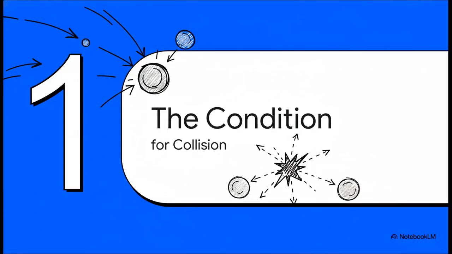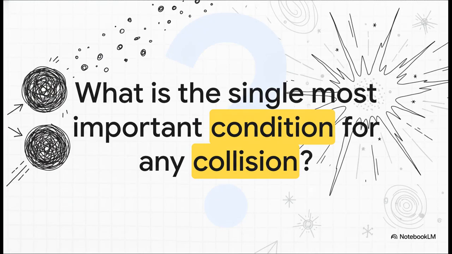So, before we write down a single equation, let's just pause for a second. Let's think purely about the physics. What are we actually trying to describe when we talk about a collision? I want you to really think about this. Forget the math for a moment. What does it mean for two objects to collide in space? What's the one fundamental condition that has to be met no matter what?